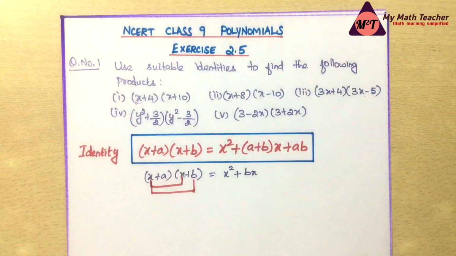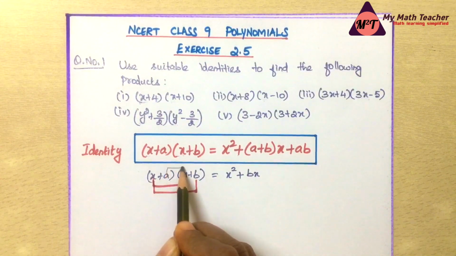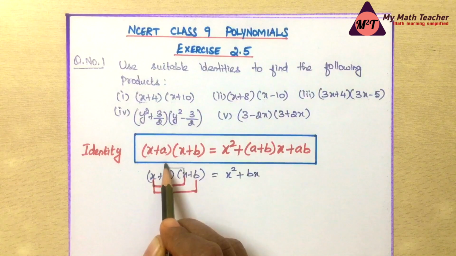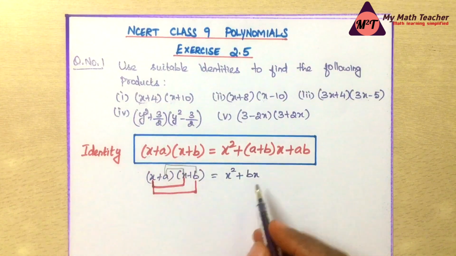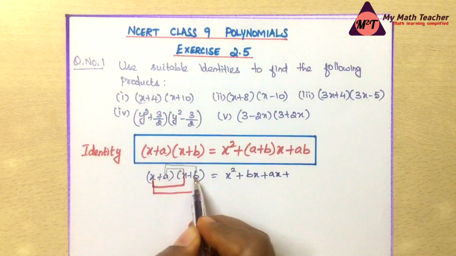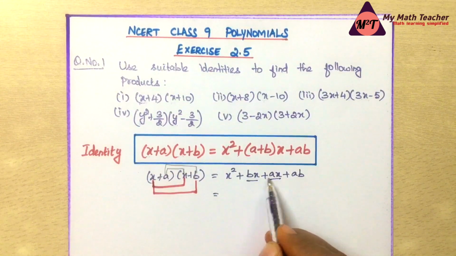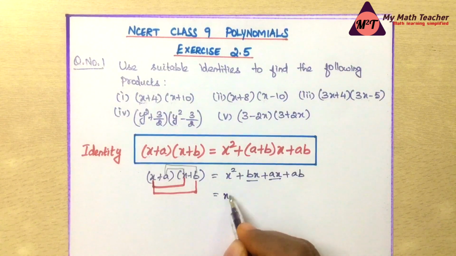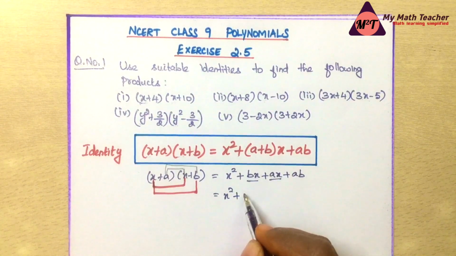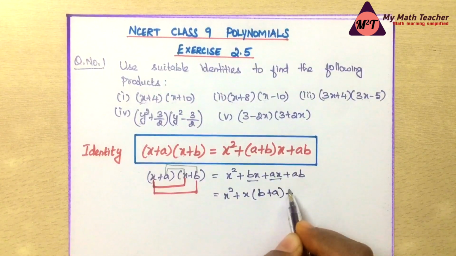The same way, let us multiply this one. The second term, a into x, the same a into b. A into x, it is ax, plus a into b, it is ab. We have got like terms here, x and x. Now x square plus, take x as common, it is b plus a, plus ab.